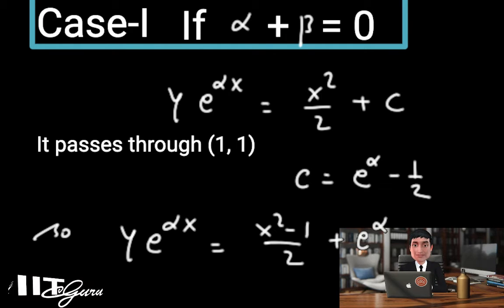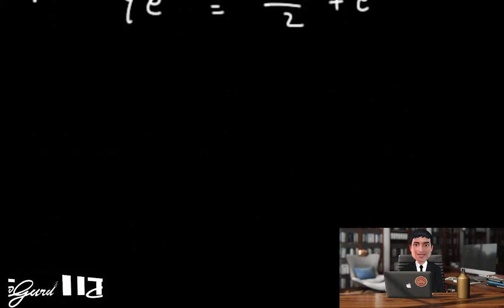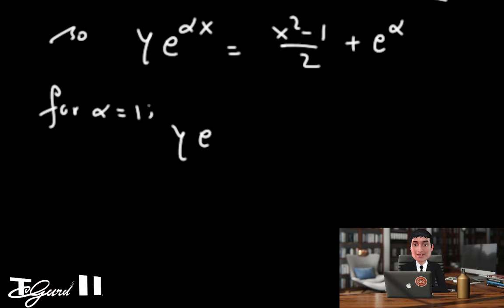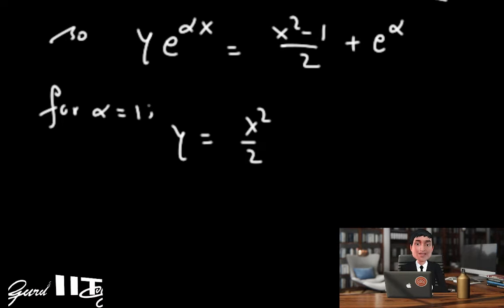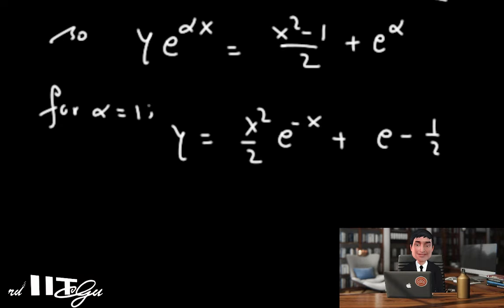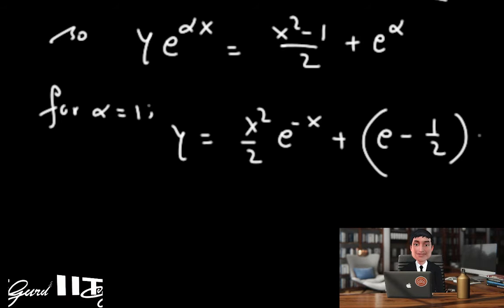Okay, fine. So for alpha equal to 1, as you can see, the options are like this. Transposing e power x and dividing, we get x square by 2 times e power minus x, plus (e minus 1 by 2) times e power minus x, and this shows that this option is correct.